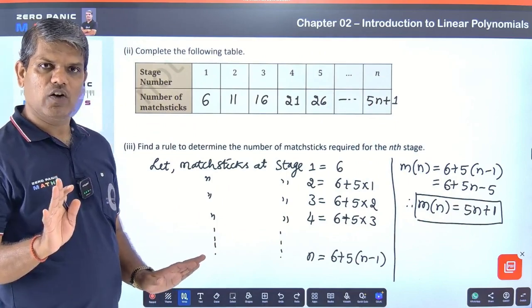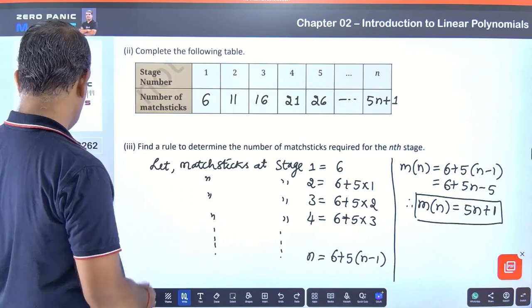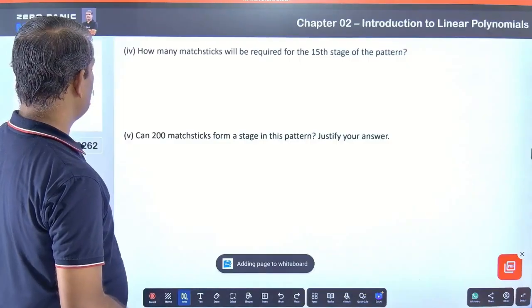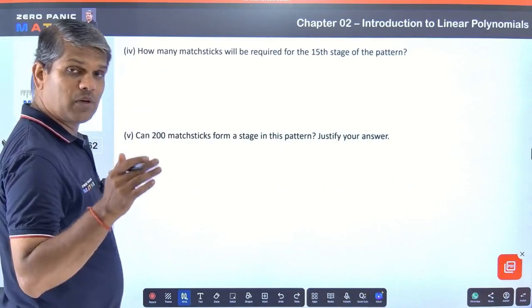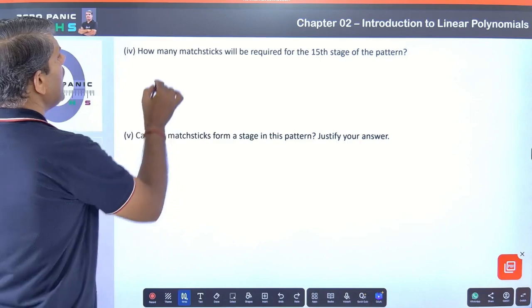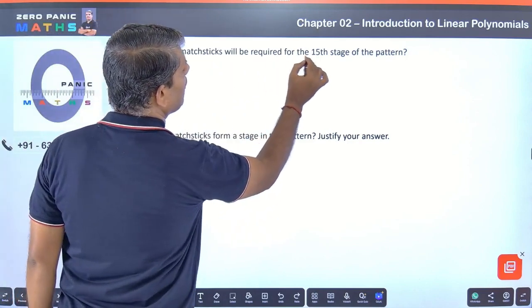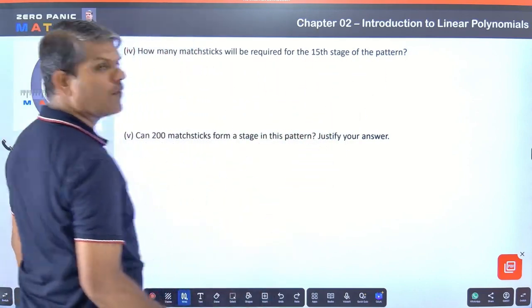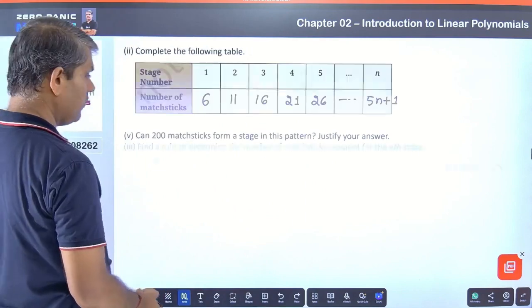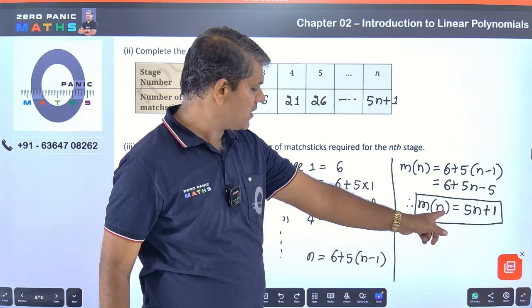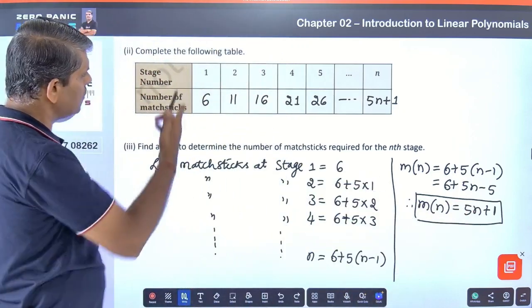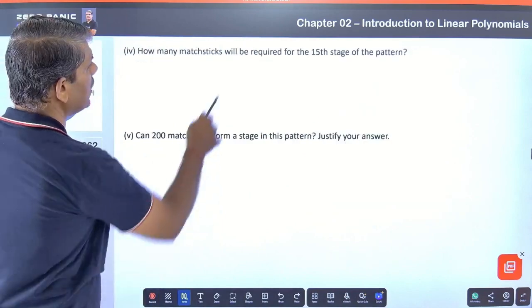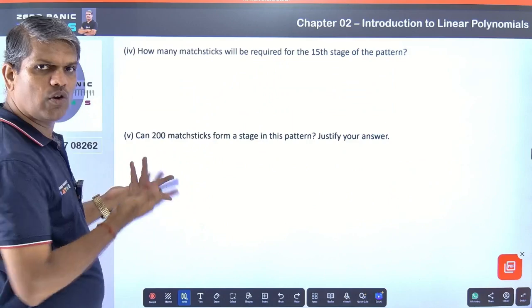Understood this? Now let us move to the next part. There are two more parts of problem number 12 itself. How many matchsticks will be required for the 15th stage of the pattern? Now we have the formula for matchsticks, m of n is equal to 5n plus 1. Using that only, let us substitute n is equal to 15 in that. You're going to get that.